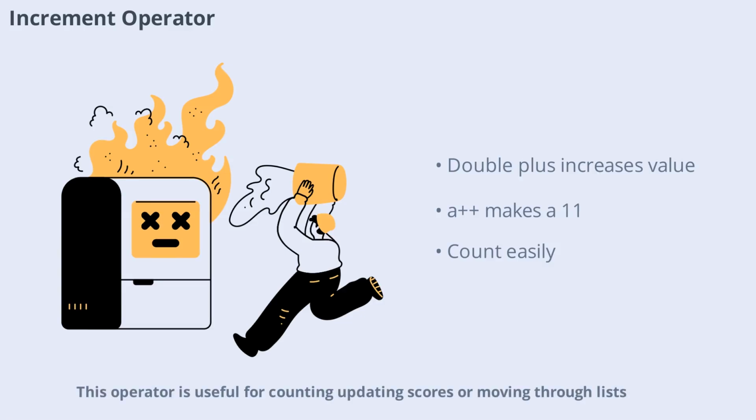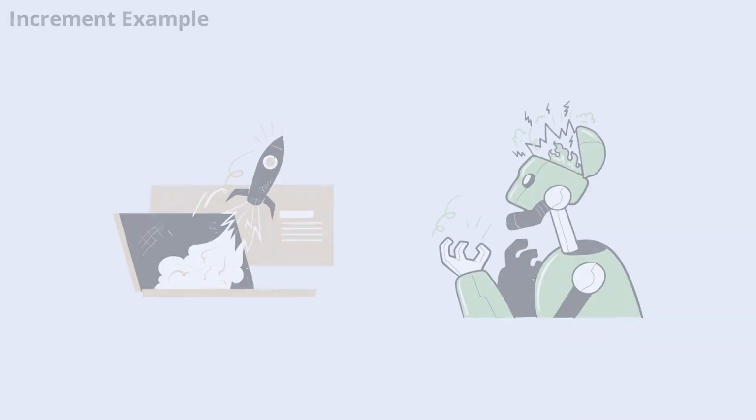This operator is useful for counting, updating scores, or moving through lists. Incrementing is a common operation in loops and many programming tasks. Let's see increment in action.